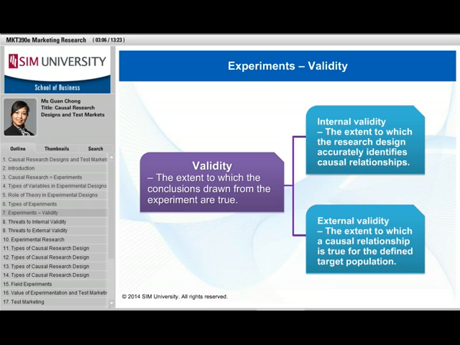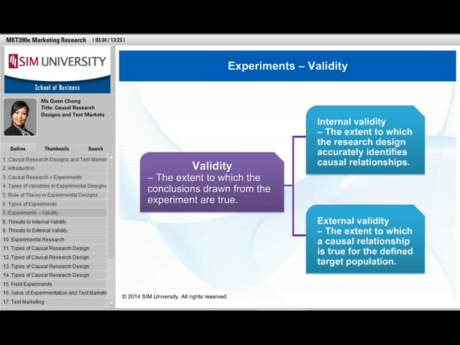To understand experimental research, we must first examine validity issues that directly affect research designs. Validity is the extent to which the research design accurately identifies causal relationships. In other words, do the differences in the dependent variables found through experimental manipulations of the independent variables really reflect a cause and effect relationship?